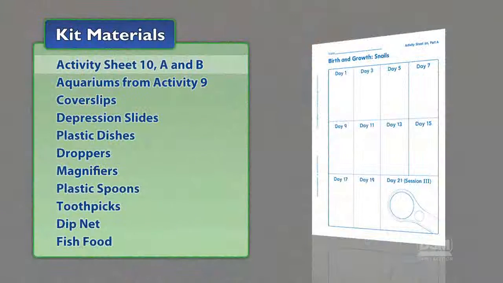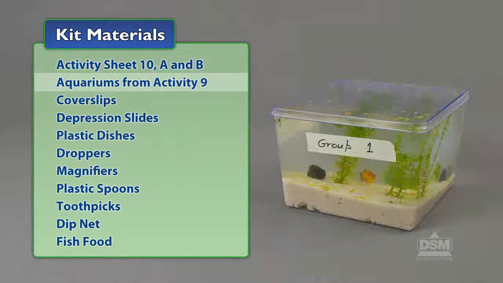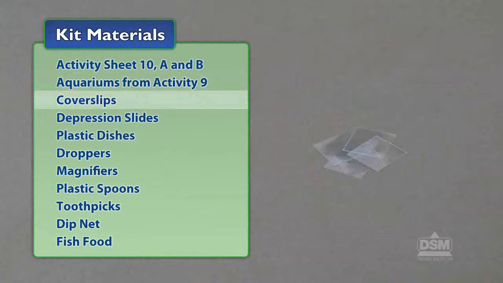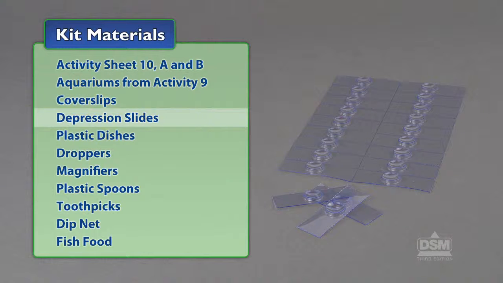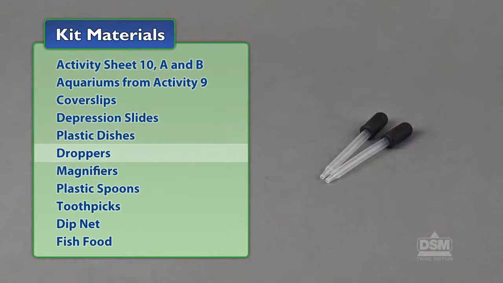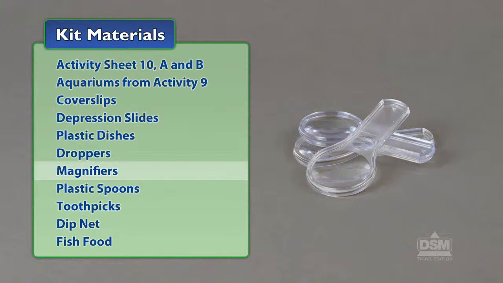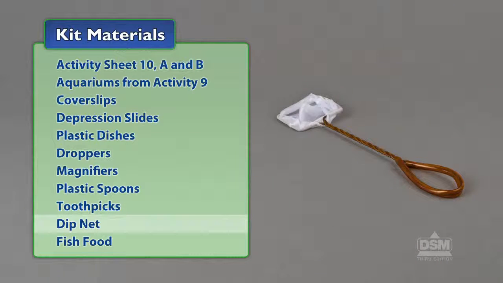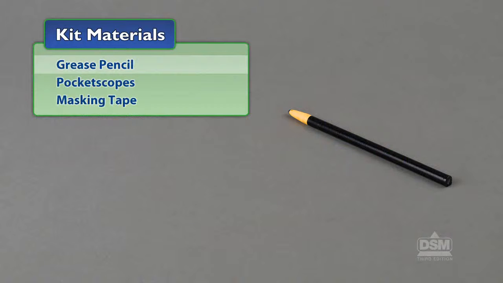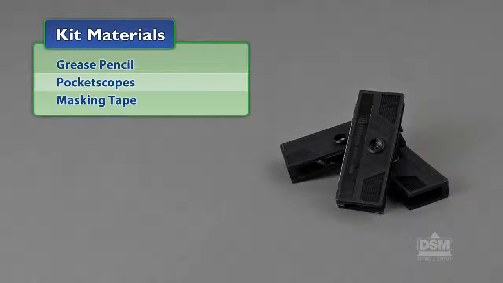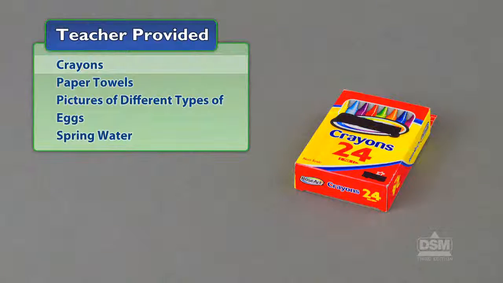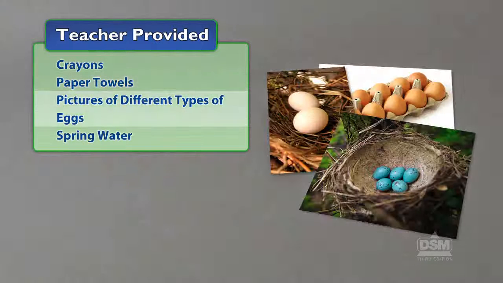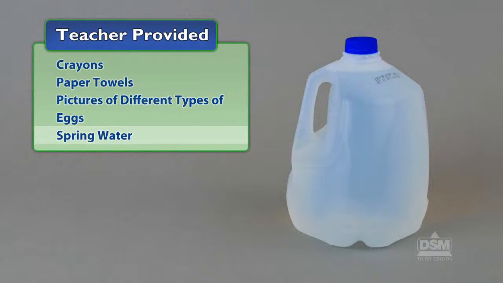You will need the following materials from the kit: Activity Sheet 10, Parts A and B, Aquariums from Activity 9, cover slips, depression slides, plastic dishes, droppers, magnifiers, plastic spoons, toothpicks, dip nets, fish food, grease pencils, pocket scopes, and masking tape. You will also need to provide crayons, paper towels, pictures of different types of eggs, and spring water.